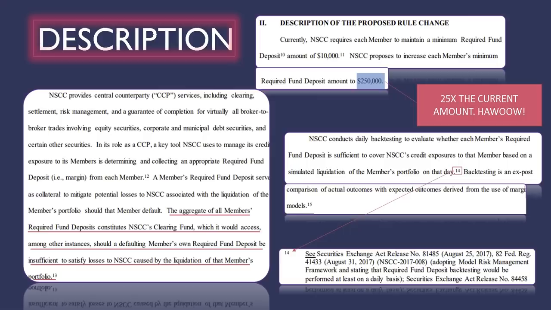Guess what they're increasing this fund to? Currently, they're required to deposit $10,000. NSCC proposes to increase each member's minimum required fund by 25 times that amount to $250,000. Now, basically, Supernote 14 here says that NSCC 2017-008 adopted the model risk management framework, stating that required fund deposit backtesting would be performed at least on a daily basis.